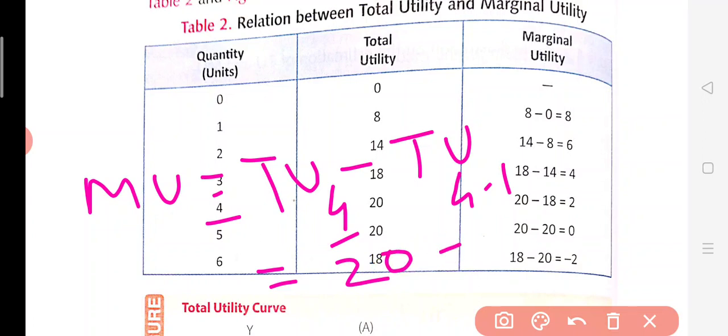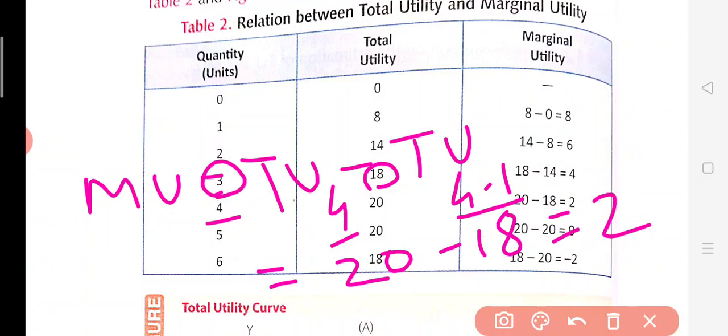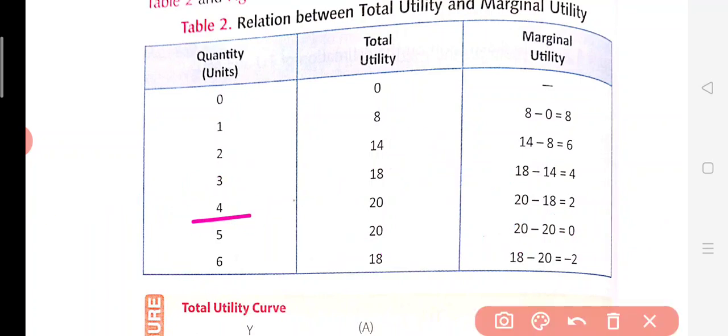Minus TU4 minus 1 will be TU3. How much was it when the third unit was consumed? It was 18. So it will be minus 18. So the answer which will come out is going to be 2. This is going to be the answer. So you can see that the marginal utility which you are calculating at the fourth unit, MU4, was 2 over here. So we can find it out with the help of this formula.